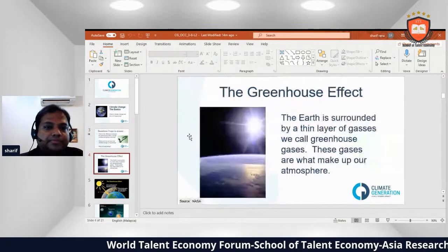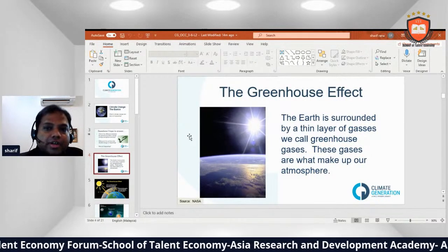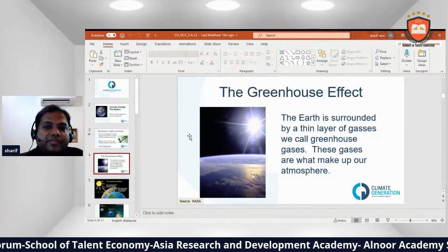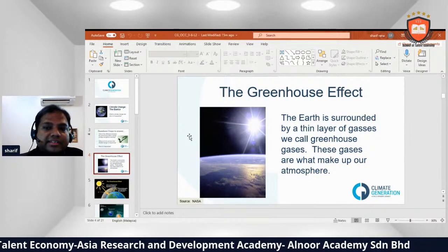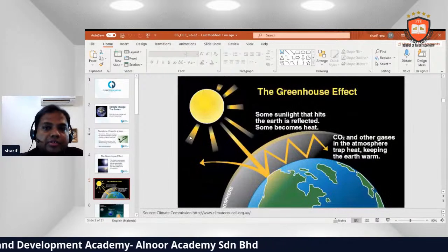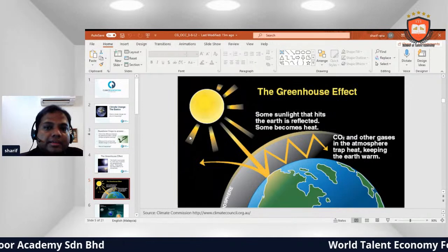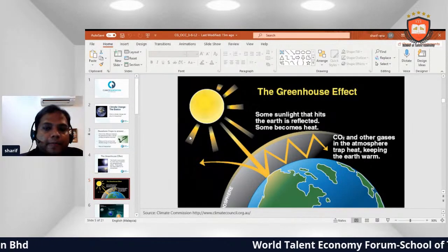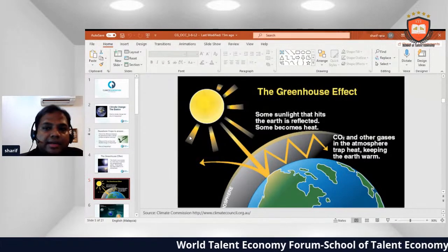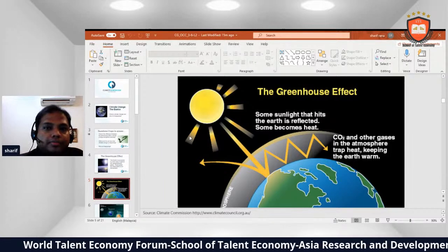Why is it happening? The greenhouse effect. The Earth is surrounded by a thin layer of gases we call greenhouse gases. These gases are what make up our atmosphere. With the greenhouse effect, some sunlight that hits the Earth is reflected, and some becomes heat. CO2 and other gases in the atmosphere trap heat, keeping the Earth warm.